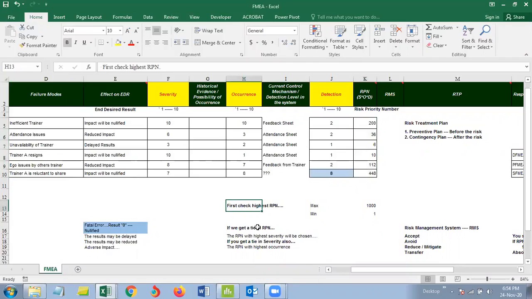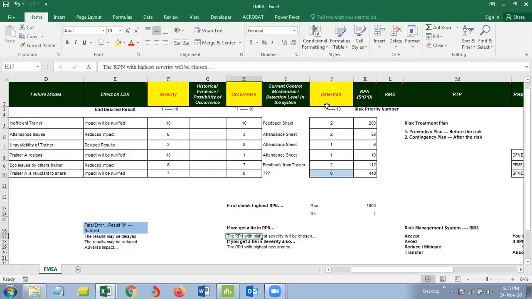You always start with the highest RPN. You need to address that risk first, then the second highest, then the third highest, fourth highest, so in decreasing order of your RPN number. That's the first condition. Now say you get a tie in RPN, that two RPNs are the same, then you see which has the highest severity. Between those two, whichever has the highest severity will be addressed first. Say you get a tie in severity also, then you see which has the highest occurrence. First, highest RPN. If you get a tie there, then check for highest severity, and if you get a tie in severity also, then you go for highest occurrence. That's how we prioritize which risk needs to be addressed first and which second.